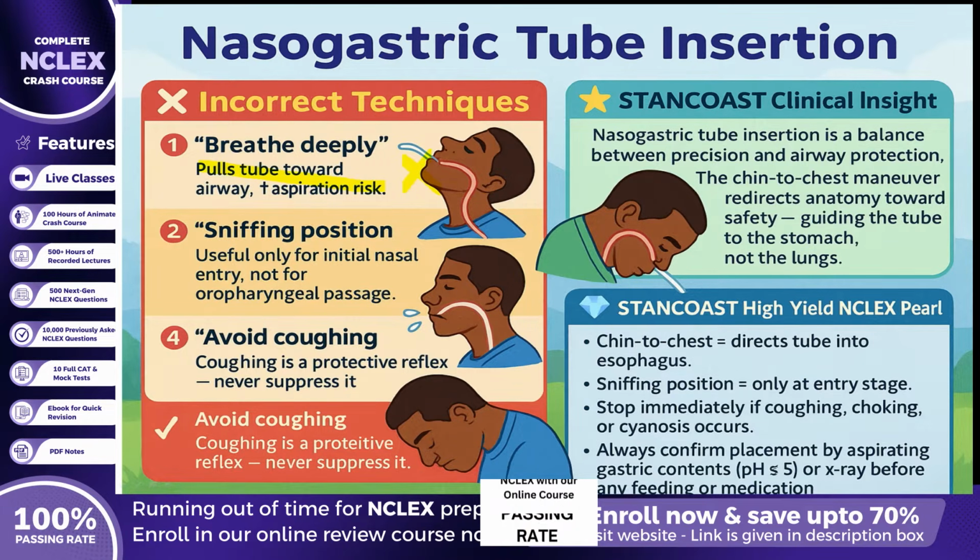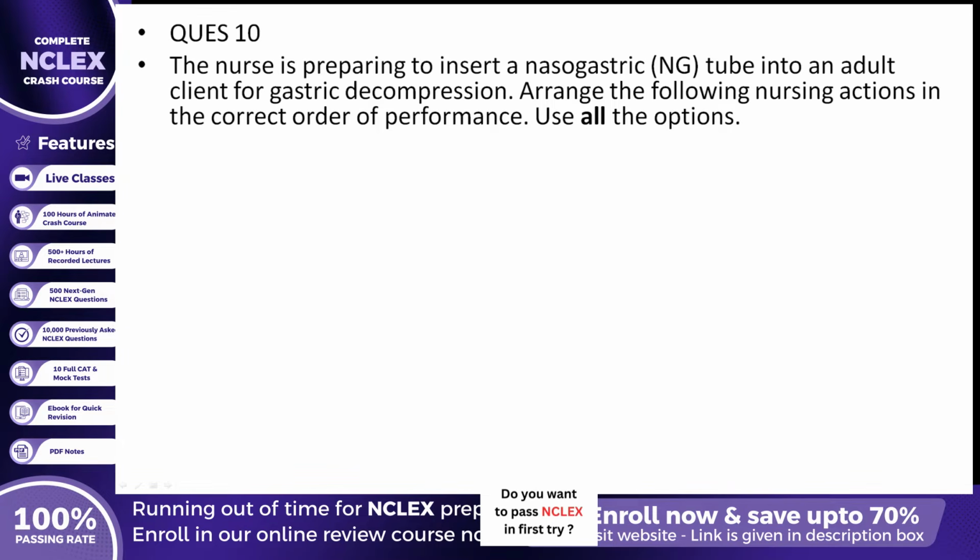Moving on to the Stancoast High-Yield NCLEX Pearl. Chin-to-chest equals directs tube safely into the esophagus. Sniffing position equals used only for the initial nasal entry. Stop immediately if coughing, choking, or cyanosis occurs. Always verify tube placement by aspirating gastric contents and confirming pH or through an X-ray before administering any feeding or medication. Moving forward, let us now explore a procedural question that tests your understanding of nursing precision during nasogastric tube insertion, a skill that demands both accuracy and patient cooperation.